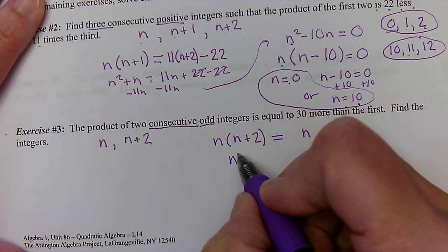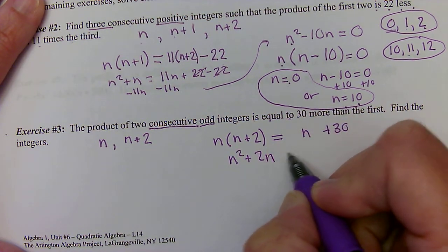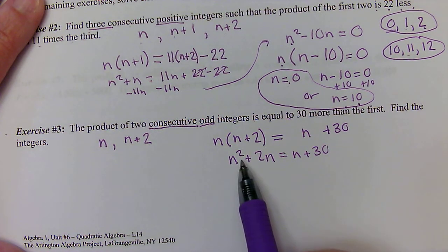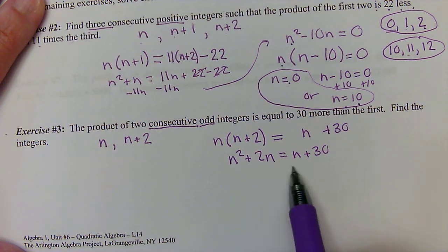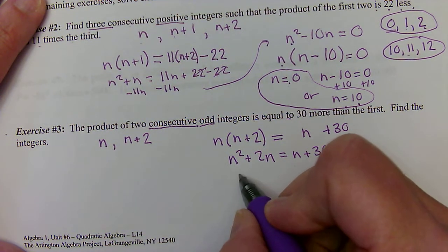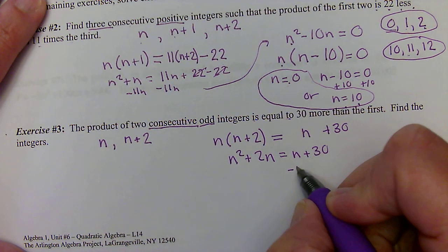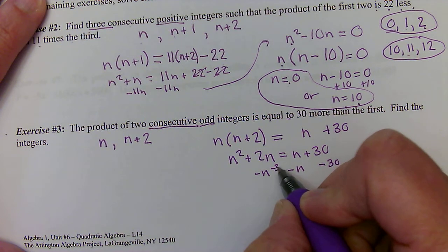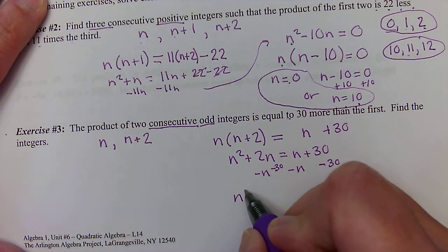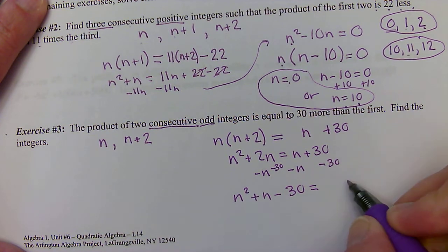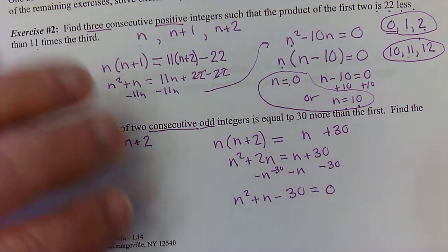Distribute, and we get n squared plus 2n equals n plus 30. It's quadratic, since the highest power is 2, and there are more than one term with different powers that have n in them, so we want to get 0 on one side. So I'm going to subtract n from both sides, and I'm going to subtract 30 from both sides. So we get n squared plus n minus 30 equals 0.